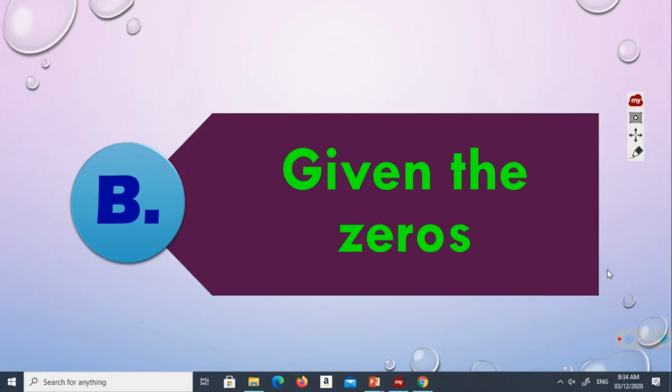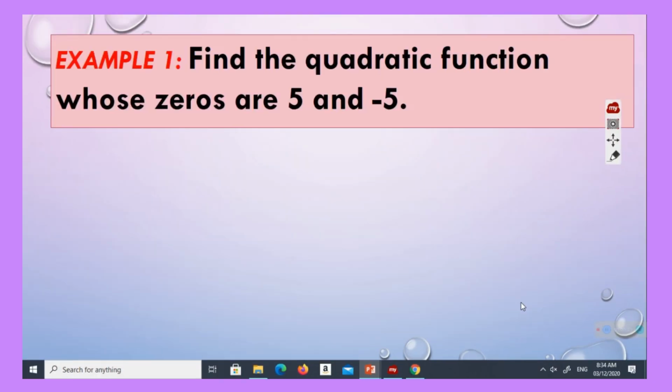Letter B, given the zeros. Example 1, find the quadratic function whose zeros are 5 and negative 5. When we say zeros of quadratic function, ito po yung x-intercepts. So, to solve this, equate nyo muna yung 5 and negative 5 sa x. So, pag sinabi kasing zeros or x-intercepts, yun po yung roots. So, x is equal to negative 5, and the other one is x is equal to positive 5.